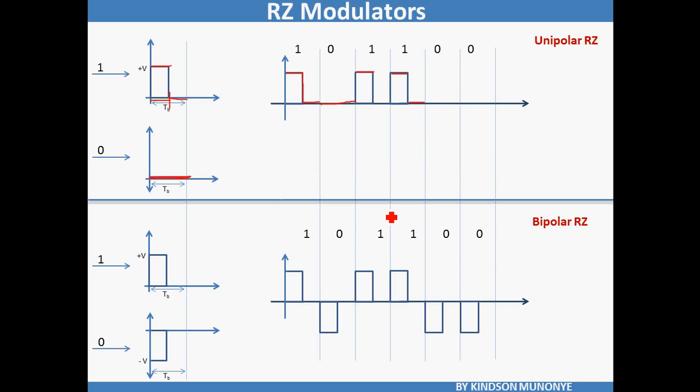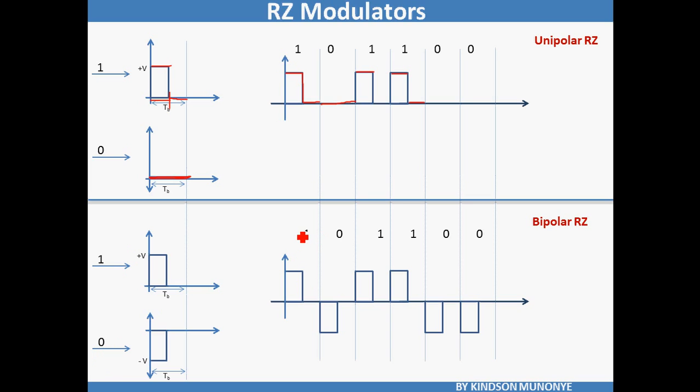Okay, so we move to the next one, the bipolar RZ. Here we have a 1 is received, it stays at plus V. A positive voltage is generated for half the time duration and a 0 for half the time duration. For a 0 received, it stays at a negative voltage for half the time duration and a 0 for half the time duration. So it's more like an inversion of what happens when a 1 is received. That is what happens when a 0 is received.